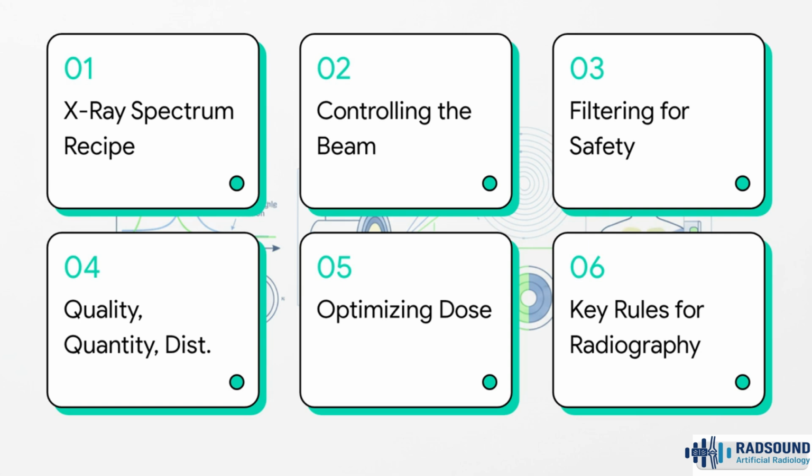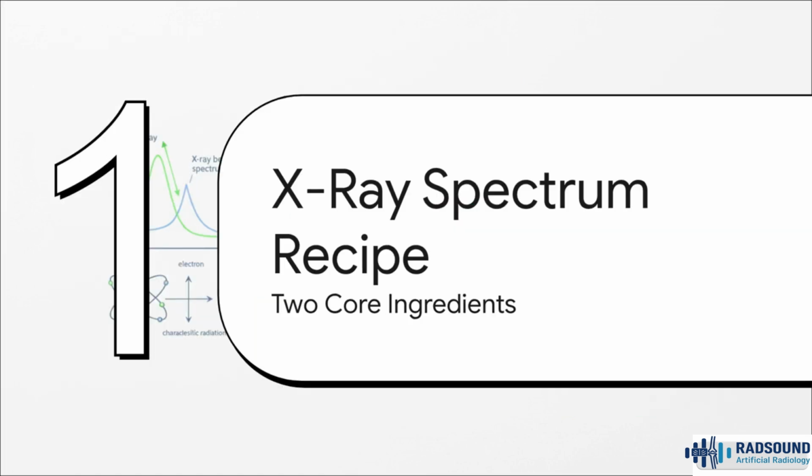We're going to start with the basic recipe for an X-ray beam, then figure out how we can control it. After that, we'll get into filtering it for patient safety, master the rules of exposure, and finally, put it all together to optimize dose and solve some real-world problems. Let's jump in. So, first things first, what is an X-ray beam actually made of?